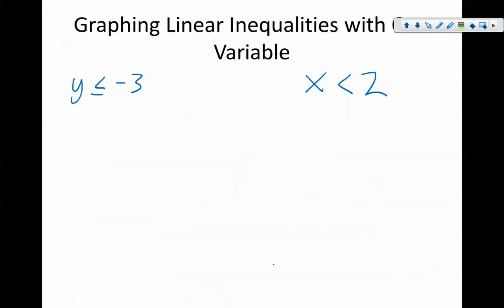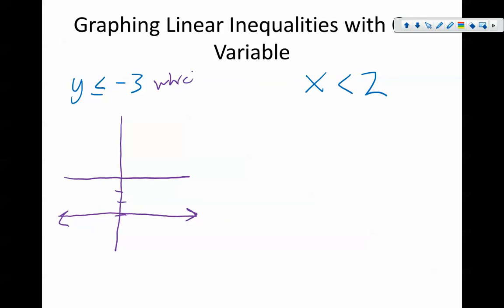Let's do some examples. y is less than or equal to -3. The first thing we're going to do is draw this line. 1, 2, 3. And then we draw the horizontal line. So, which side is true?